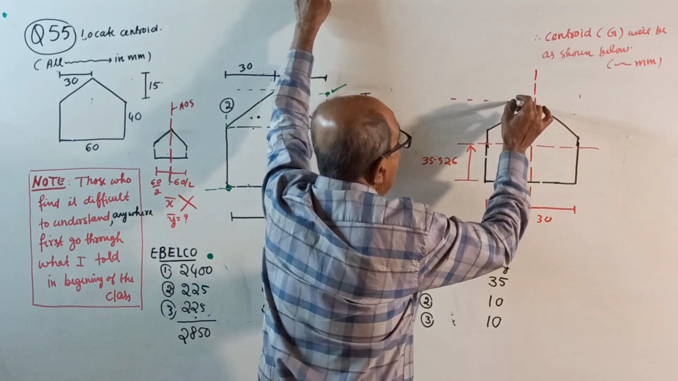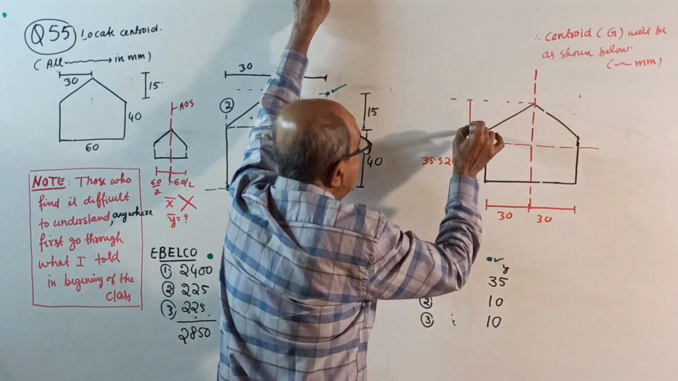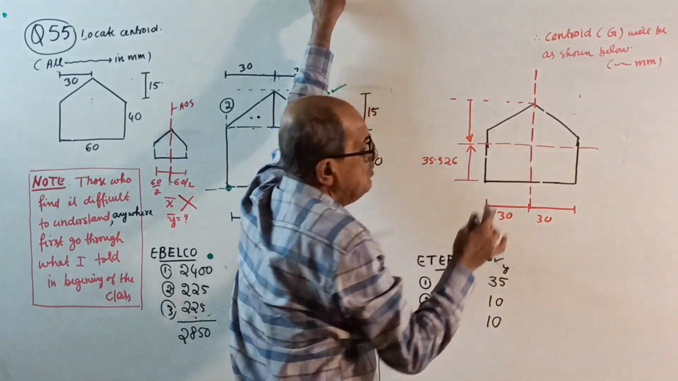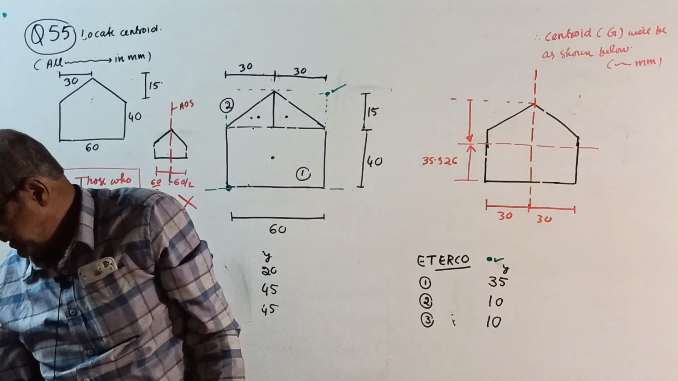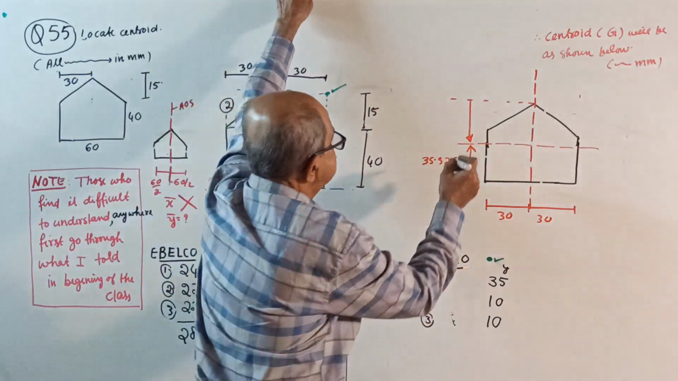Whereas if you take the topmost reference and find y bar this way, there is no x bar calculation here. That will come, since the total is 75, as 39.474.